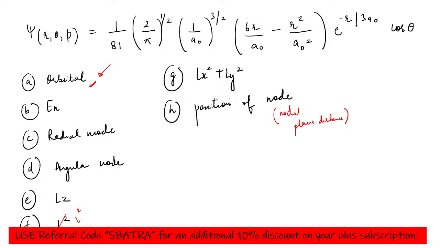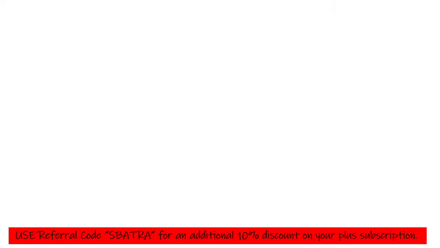Okay, great. Good work, Ankit, Mosmi. So this is the constant part, so I'll write N for it. Let's see how we can solve this particular question. So phi is equal to N, you have 6r by a naught minus r square by a naught square, e to the power minus r by 3 a naught, cos theta. So this is the function given over here.